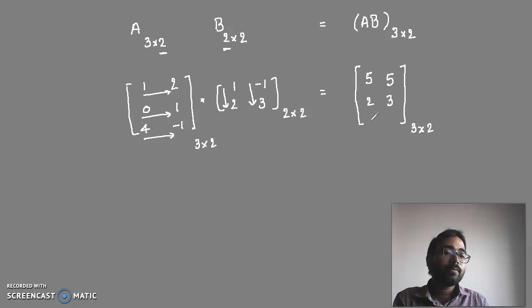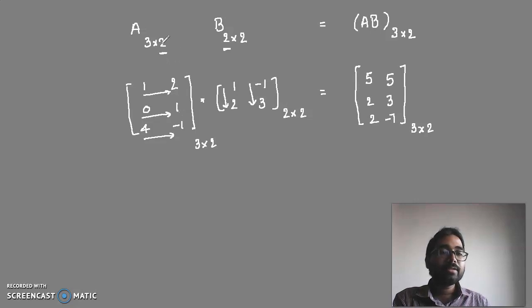Next, third row first column. So this is third row first column, third row second column. Third row first column: 4 into 1 minus 1 into 2, 4 minus 2, that is going to be 2. Then 4 into minus 1 minus 1 into 3, minus 4 plus minus 3, that is going to be minus 7. So this is going to be the result of the product of these two matrices.